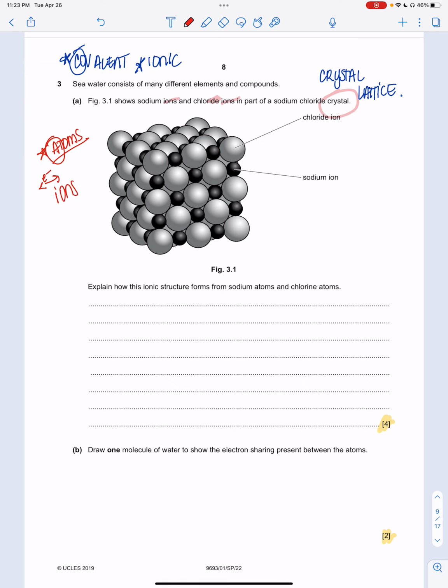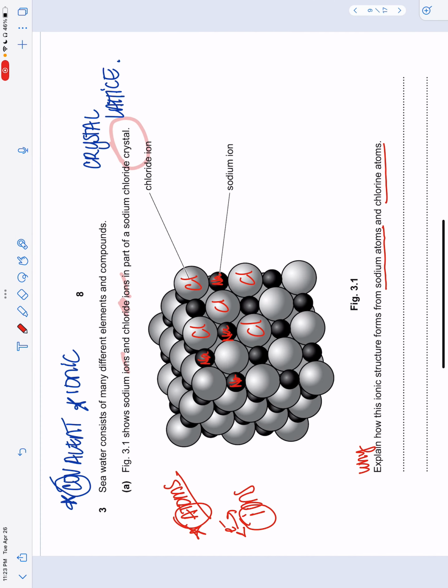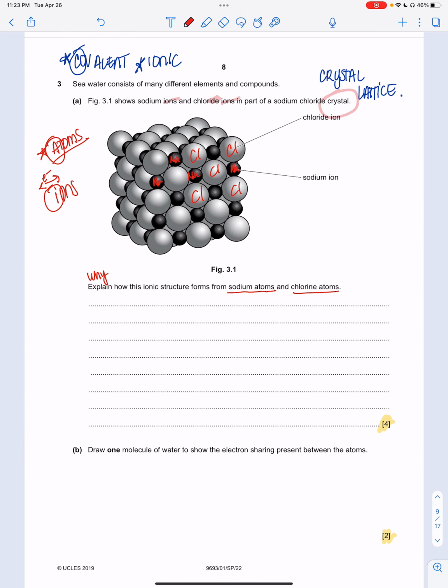So they start as atoms and become ions, but A in the alphabet comes before I in the alphabet, if that helps at all. All right, so these are all sodium, sodium, sodium, sodium, and then chlorides. So it's explained why or how this ionic structure forms from sodium atoms and chlorine atoms. So this is what they are in their original form. And once they bond with each other, or they start giving and taking electrons, then those are what we refer to as ions.